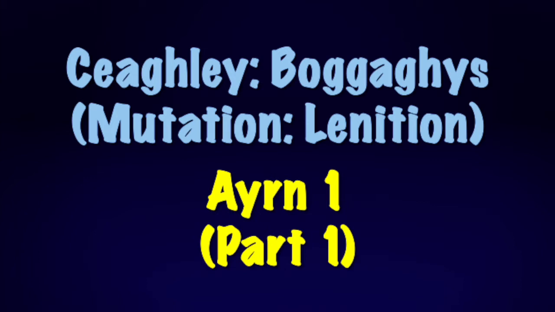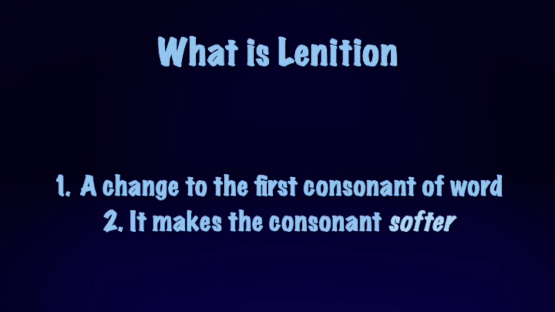There's a lot to say on mutation. So today we're just going to look at the way the letters change. So we won't be looking at why they change, but we will be looking at how they change. Let's start by just mentioning what lenition is. So it's the change to the first consonant of a word, and it makes the sound softer, essentially.